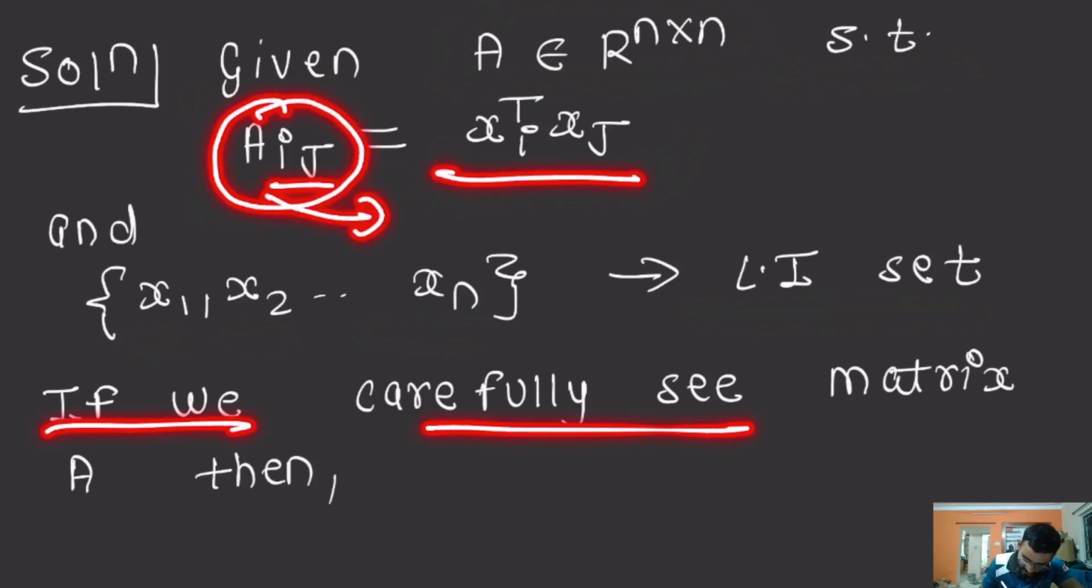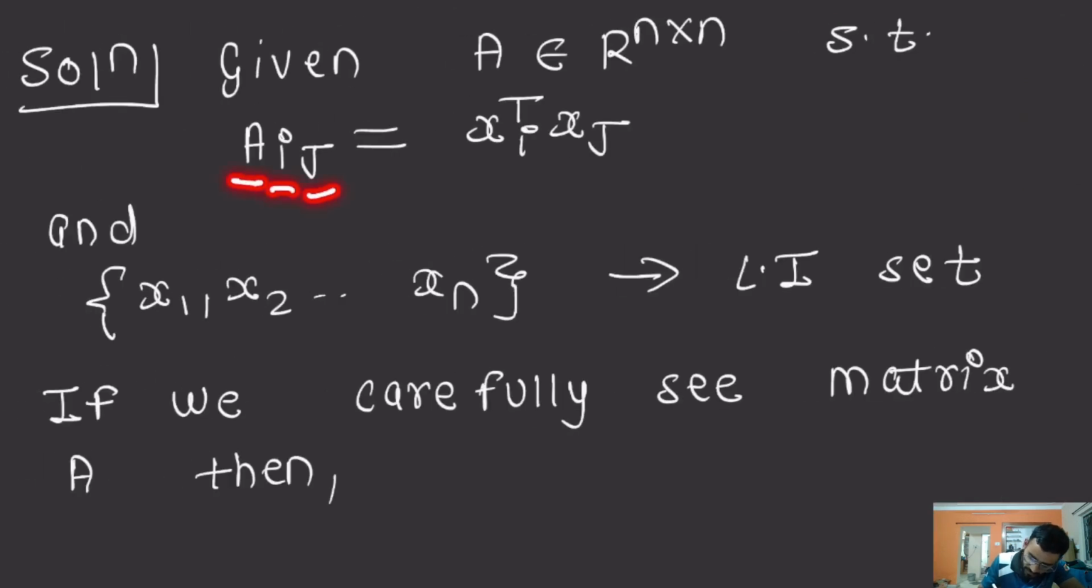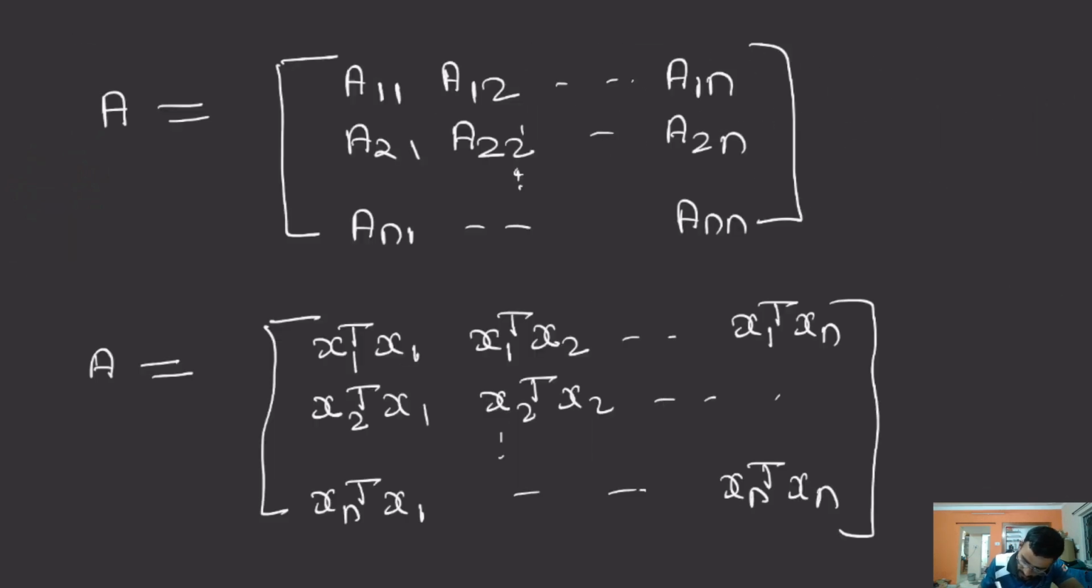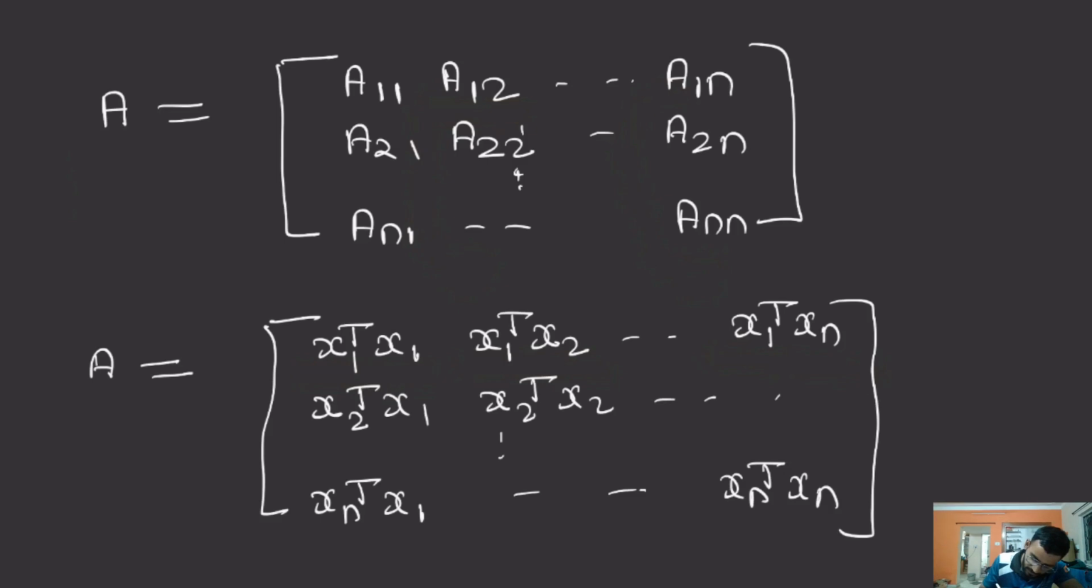this A matrix can be written as a11 a12 ... a1n, similarly a21 a22 ... a2n, up to an1 ... ann. Where a11 is nothing but x1 transpose into x1. Similarly, a12 is x1 transpose into x2, a1n is x1 transpose into xn. Similarly, an1 is xn transpose into x1, and ann is xn transpose into xn.